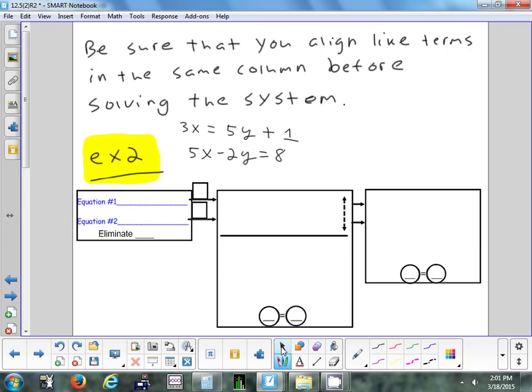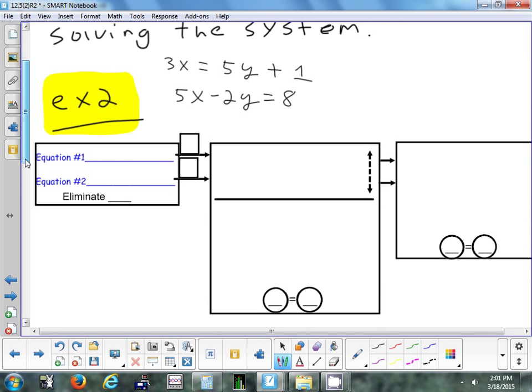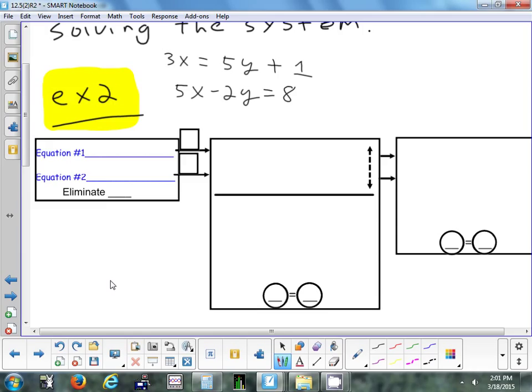I got a letter on the left side and a number on the right-hand side. Laura just told me, no, Mr. Roy, letters on the left, numbers on the right. All right, so we have to rearrange some stuff. Will, what am I going to rearrange? The top. Okay, what needs to move? 5y. How do I move it? Subtract. I'm going to subtract 5y from here.